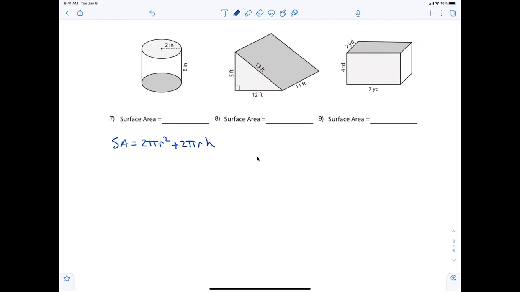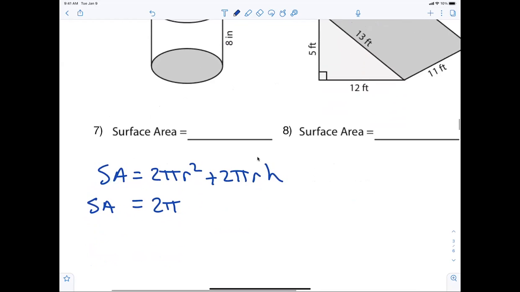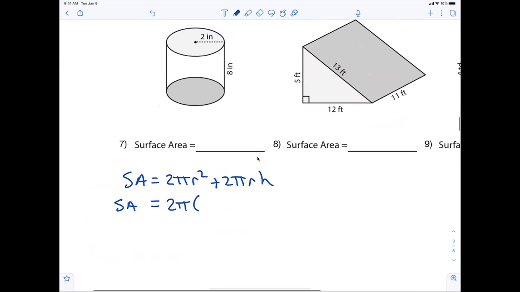Ethan, can you tell me what the radius is, please? Of the circle that we're doing. No, 8 is the height. Yes, 2. All right. So 2 pi 2 squared plus 2 pi times 2 times 8. Now, once again, everybody multiply that out real quick.